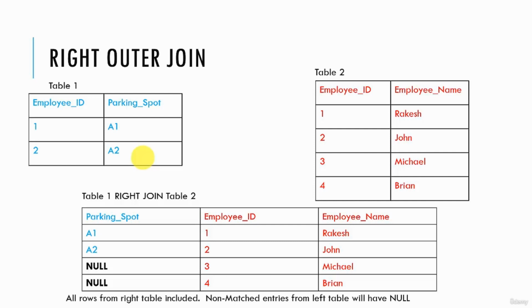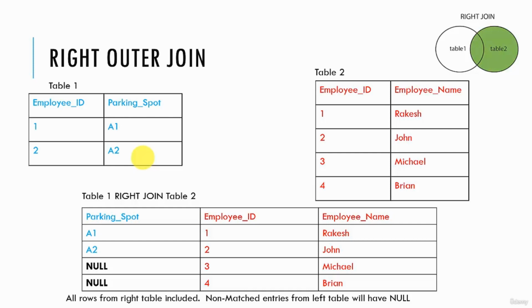So all rows from right table included, non-matched entries from left table will have null. Now, if we look at this visually, you see that everything from table 2 is included plus the common rows, and whatever is left out is substituted as null. So 3 concepts: inner join.